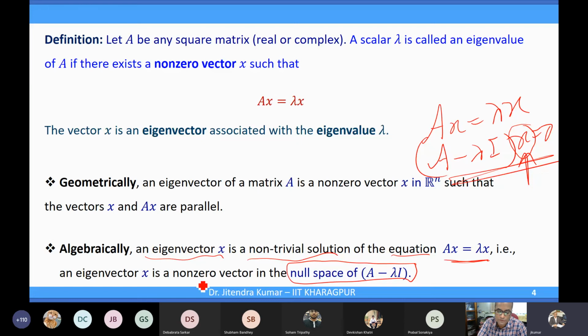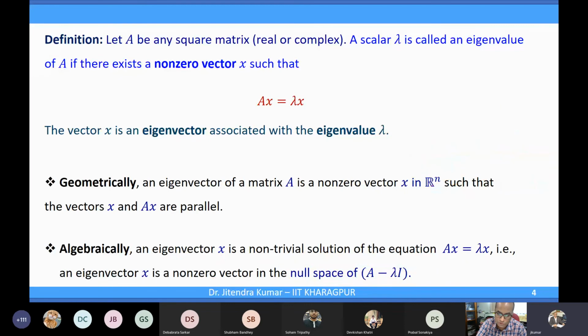In other words, we have written a non-zero vector in the null space, because all the solutions of this equation (A minus lambda I)x = 0 form the null space of the matrix A minus lambda I, and we are looking for a non-zero vector. Slowly we will understand, because we need to do some examples, and then we will realize. But the first question is how to get this x and how to get the lambda.